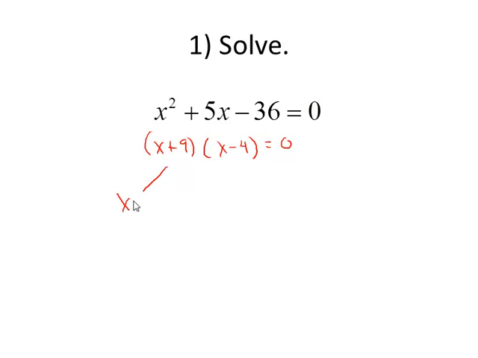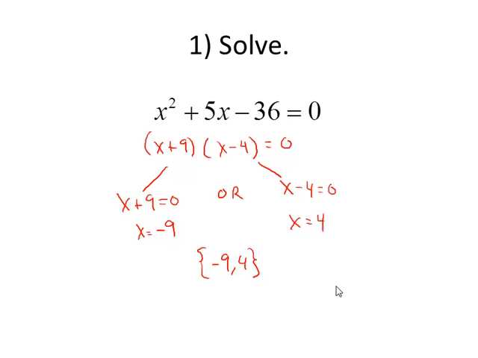Now we can break this up and set each factor equal to 0. Subtract 9, our first solution is negative 9. Set the second factor equal to 0, add 4 to both sides, x equals 4, and we immediately have our solution. So if it factors, you should do that.